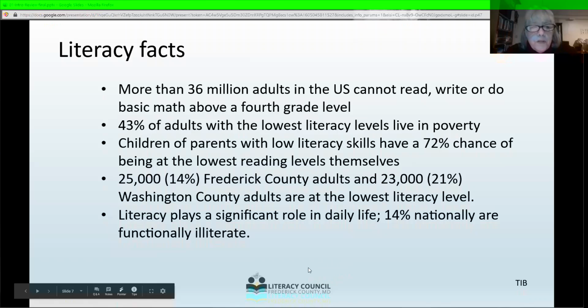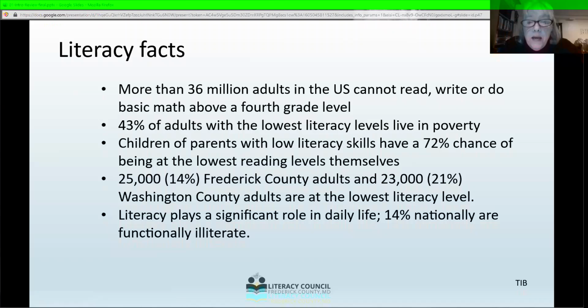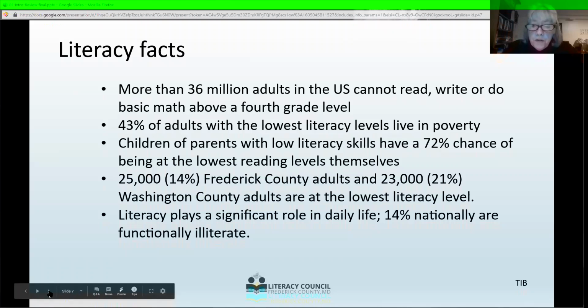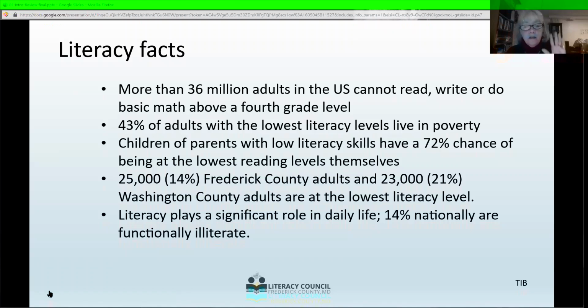This is just a review of some of the literacy facts. Obviously, 36 million adults is a huge number. These are people who don't read or write above a 4th grade level. The lowest literacy levels are related to, we know that, poverty, lack of education. It's hard to get ahead. I think you're also aware that parents who have low literacy skills have a 72% chance of having children who also have the lowest levels. So we want to get in there as adults and not say it's too late for them, because it's not.